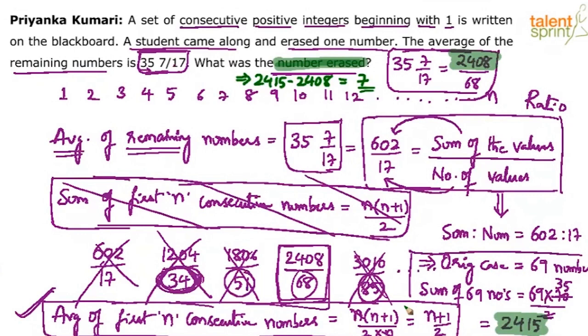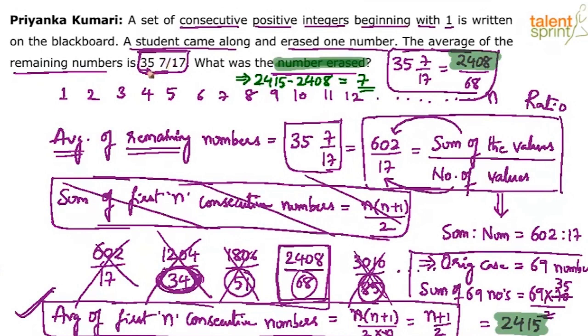Let me quickly revise what exactly we have done here. If you have understood the question, it says there is a set of consecutive positive integers starting from 1. So let's say 1 to n are the numbers. Now one of these n numbers was erased, and then the average becomes 35 7 by 17. You have to find out which number was erased.